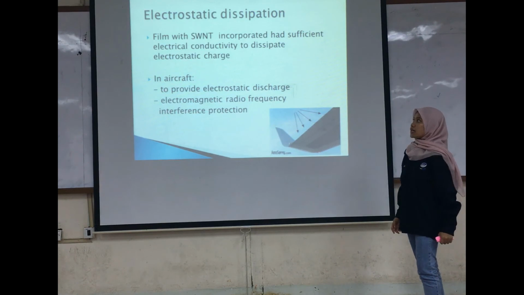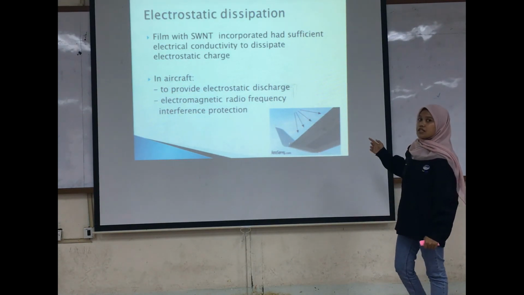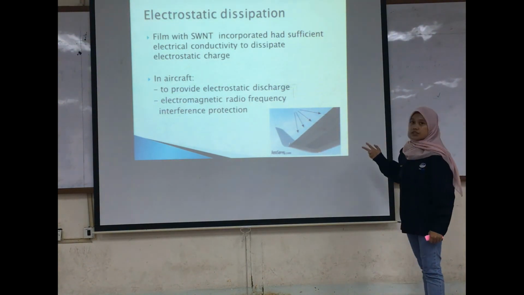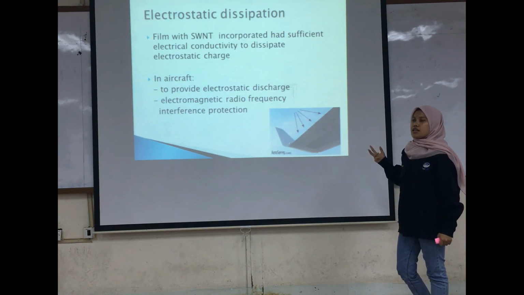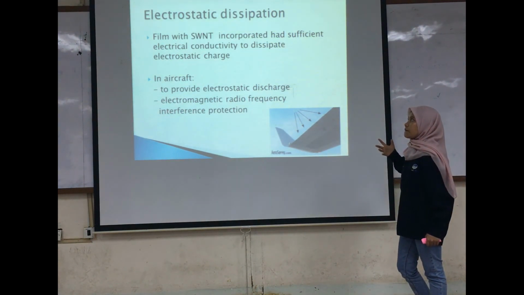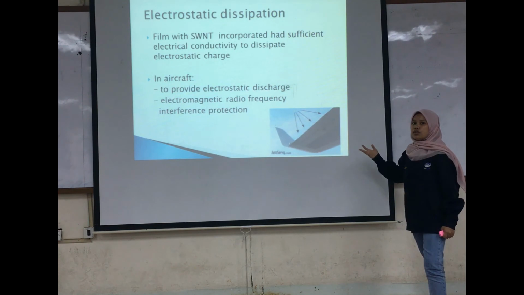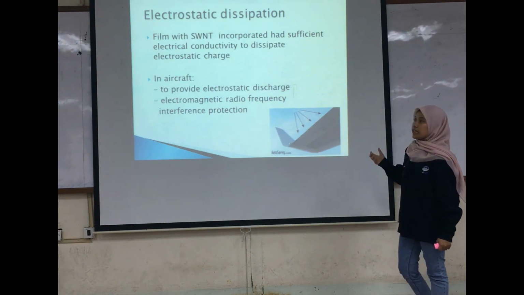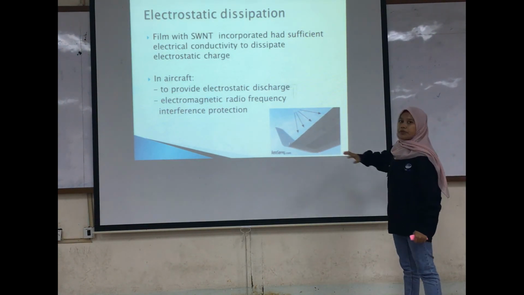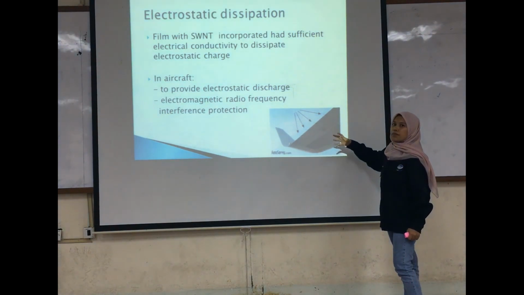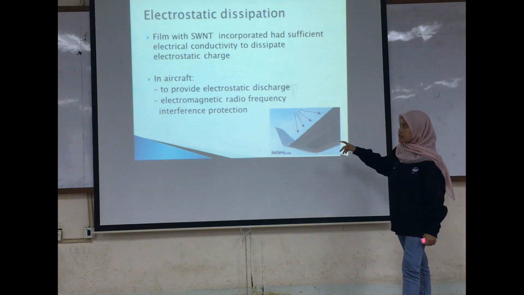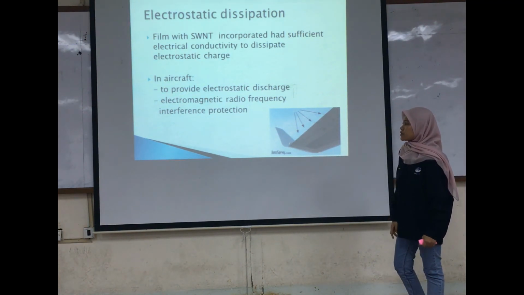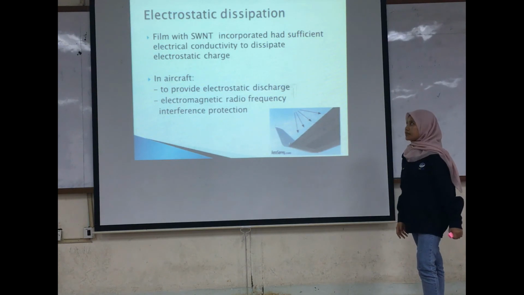Electrostatic dissipation. Films with single-wall carbon nanotubes incorporated had sufficient electrical conductivity to dissipate electrostatic charge. Because of this property, single-wall carbon nanotubes, which have good electrical conductivity, can be applied in some aircraft components to provide electrostatic discharge and electromagnetic radio frequency interference protection.